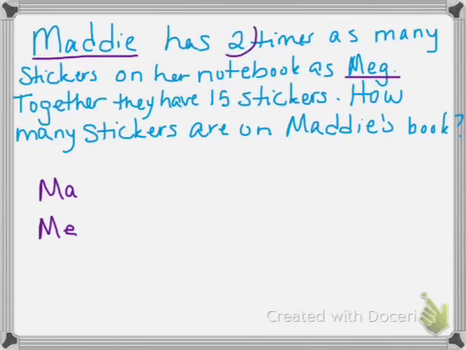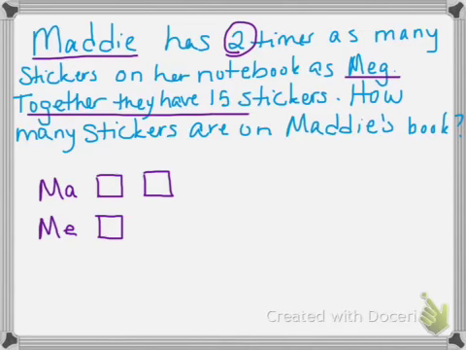So I know that Maddie has 2 times as many as Meg. So Maddie then again gets 2 boxes, and Meg is my base number. She gets 1. I can read from the problem. It says together they have 15 stickers. So when I put both sets together, they're going to equal 15 total stickers. Then again, I'm going to put my N's in the boxes because I don't know yet how many is in each of the boxes. I don't know how many stickers Meg has or how many stickers Maddie has. So I'm going to wait and try to figure it out using my math problem.